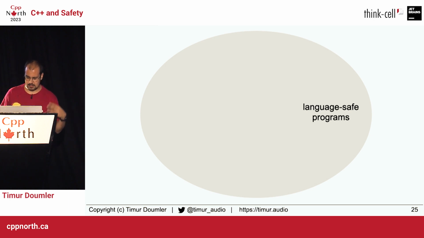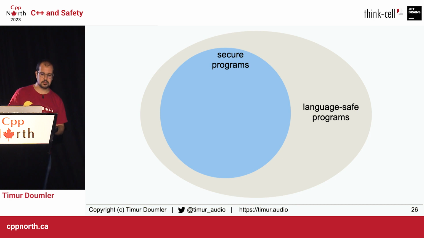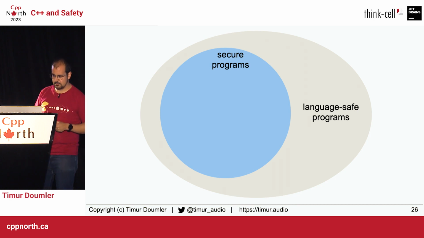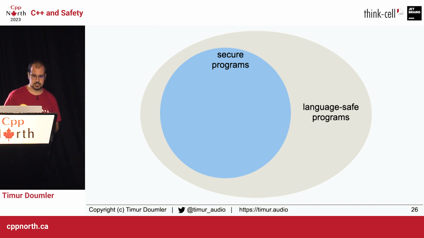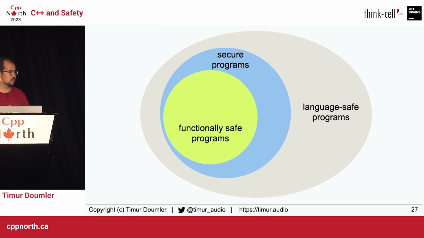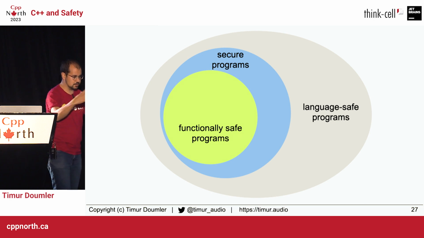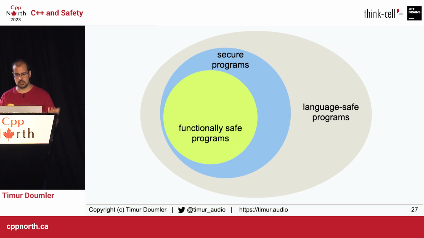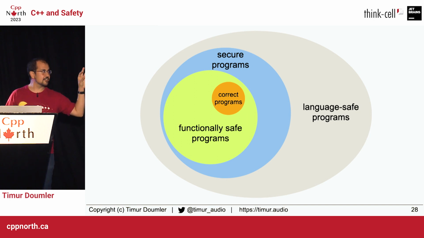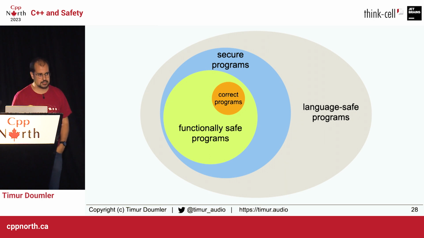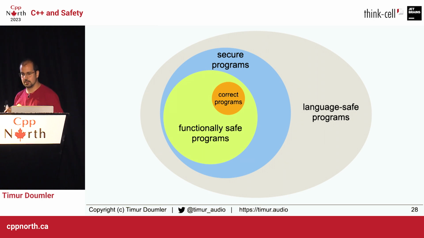Then within that set, we have another set, which is secure programs, right? So programs that don't have UB that can be exploited by an intelligent attacker. Within that set, we have an even smaller set of functionally safe programs, which, at least within the stack of the C++ world, are not going to do any harm. And then within that, we have this really elusive set of programs that are actually correct, right? The interesting thing is that none of the other properties actually imply correctness. You can have no undefined behavior and be perfectly safe and perfectly secure, but still be incorrect.